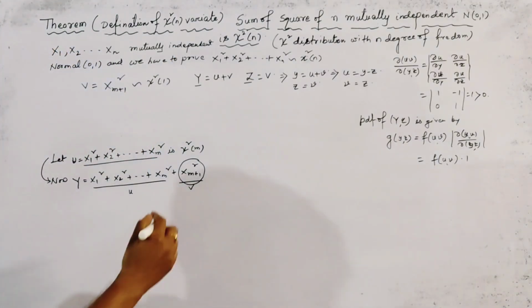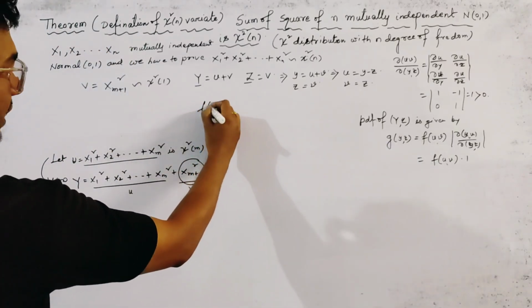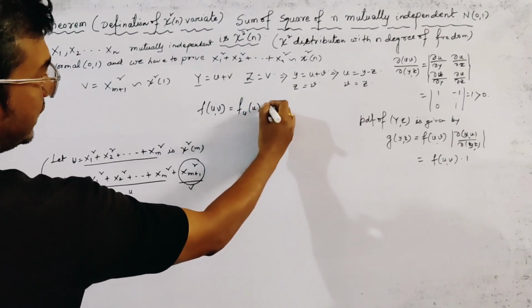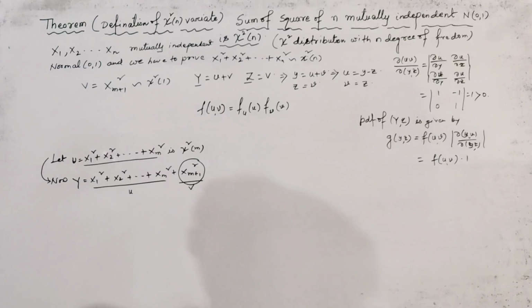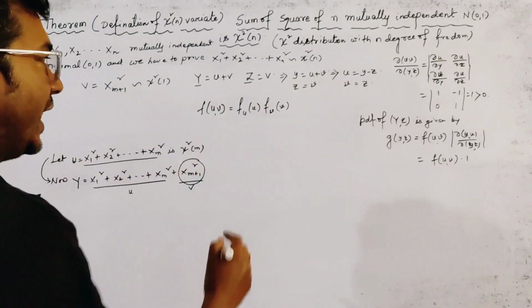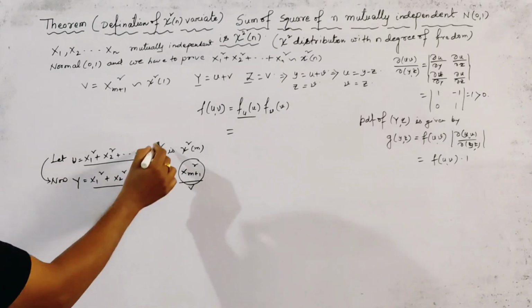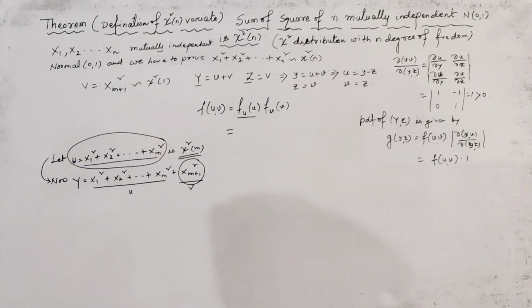We know that the joint PDF of U, V is given by f_UV, which is f_U times f_V. These are the marginal PDFs of U and V. And what is the PDF of U? The PDF of U is nothing but the PDF of Chi-Square M.